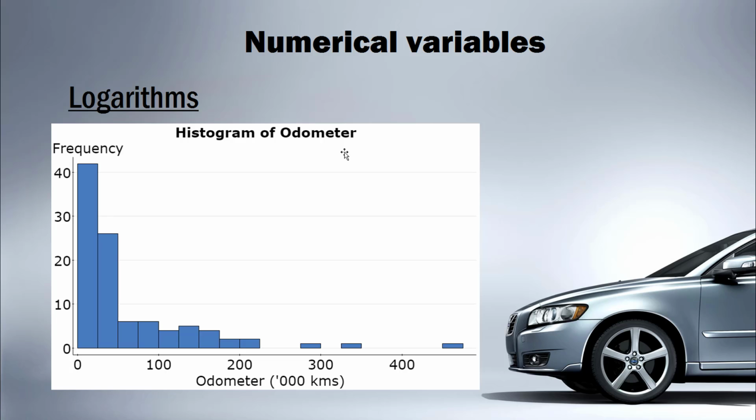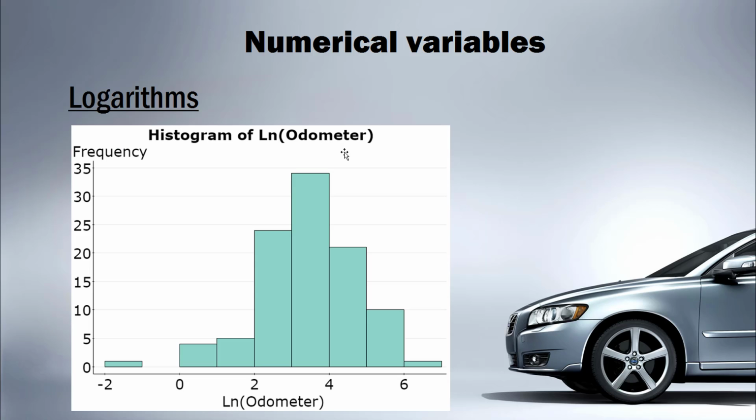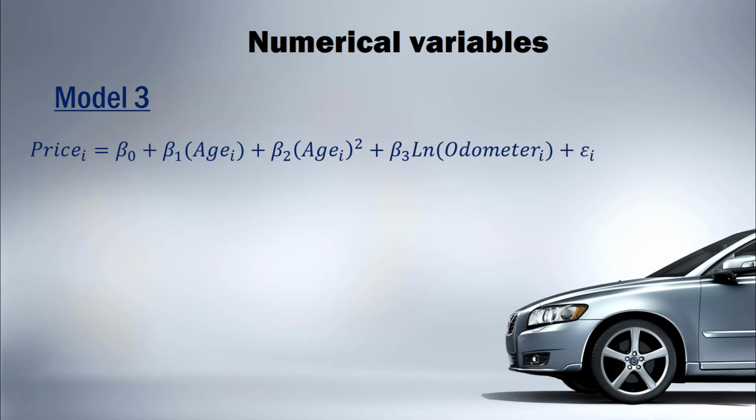But for the moment, just appreciate that if we were to log the odometer variable, the new distribution looks a bit like this, which looks much more bell-shaped, doesn't it? It's symmetrical, it kind of looks like a normal curve. We've got a little outlier up here, that's okay. But it certainly looks much better. All right, so model 3 is going to be the same as model 2, with the exception of the odometer variable, which is now logged.